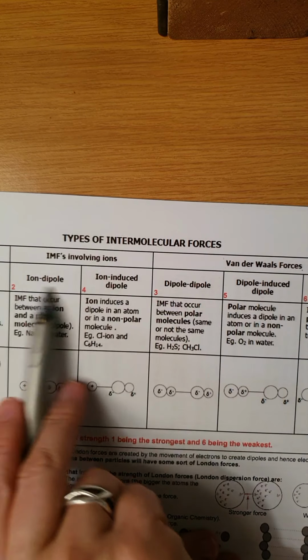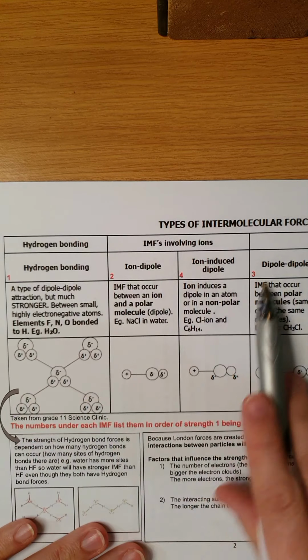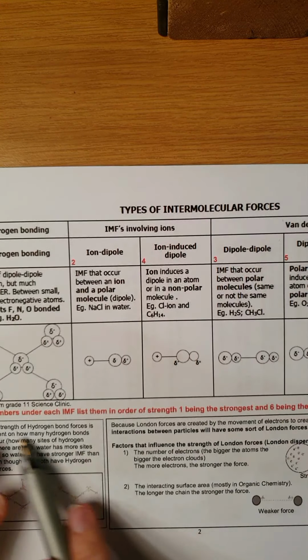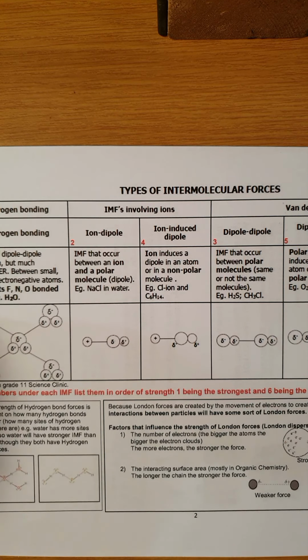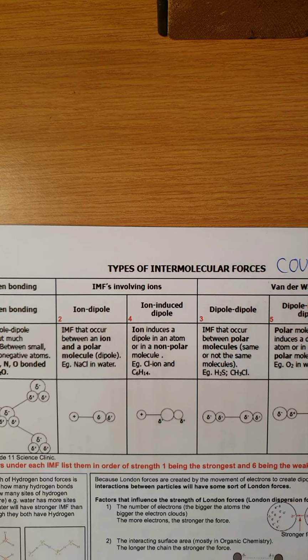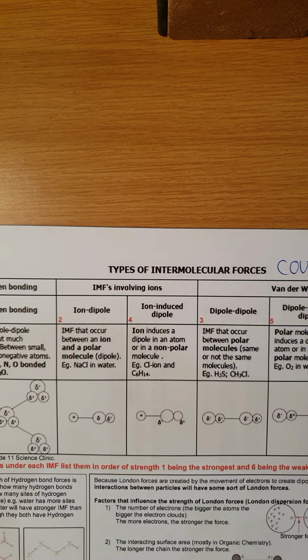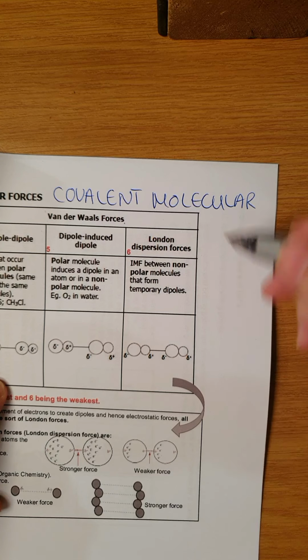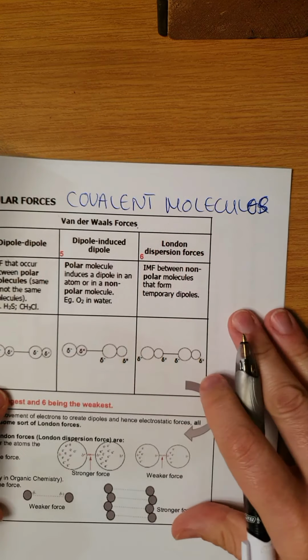You'll notice that there's numbers and they don't go up in order. It goes 1 on this side, 1, 2, 3, 4, 5, 6. Now if you look here, it says the numbers under each IMF list them in order from strength. So the intermolecular forces, again, they are between covalent molecules. We don't talk about anything ionic here, so don't fall into a trap. Okay, covalent molecules.